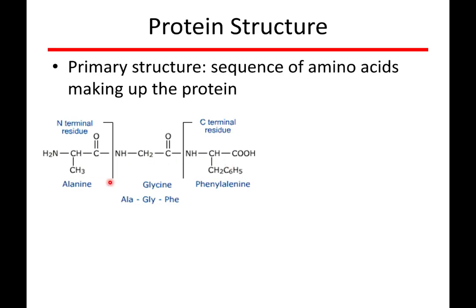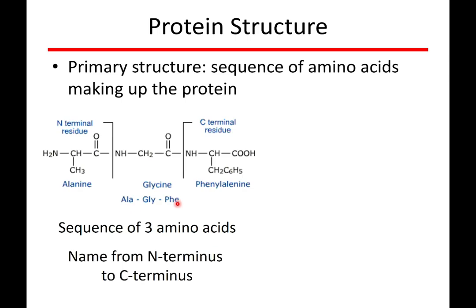Another way that you could represent the primary protein structure is by listing out all of the amino acids that were used to make the polypeptide here. So in this case, we have an alanine, a glycine, and a phenylalanine, and so we'll just say ala-gly-phe, just like that. Importantly, when you talk about what the sequence of your amino acids are, you have to always name the amino acids and list them going from the nitrogen terminus to the carbon terminus.